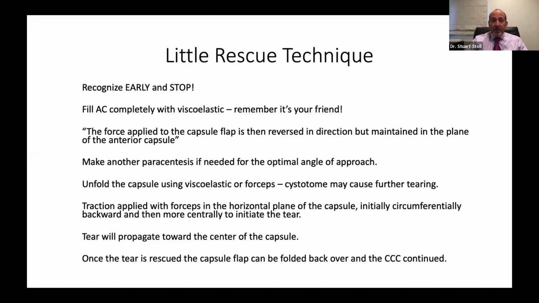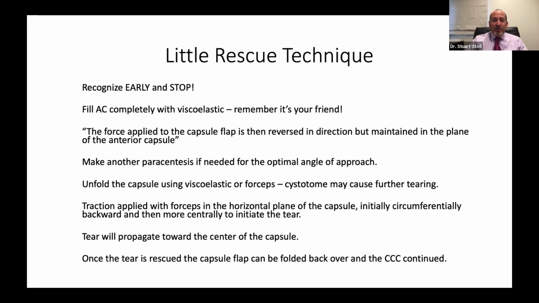So the keys to this are you have to recognize early running out of steam. The further out it goes, the harder it is to fix things. You want to fill the AC completely with viscoelastic. Remember, it's your friend. And then you have to understand that the force applied to the capsule is then reversed in direction but maintained in the plane of the anterior capsule. That's taken directly from Dr. Little's article. Now, what does that mean?